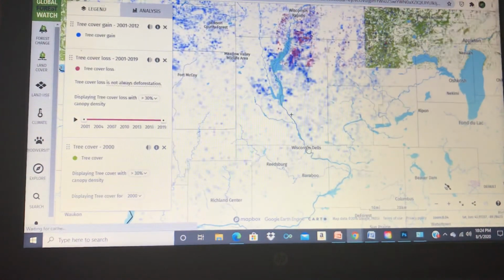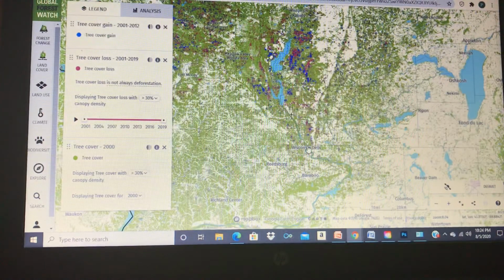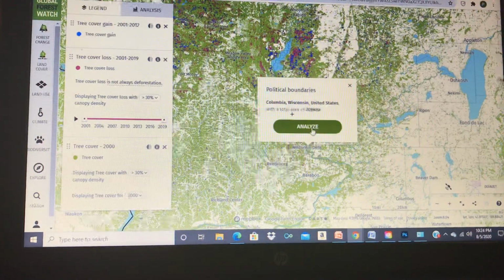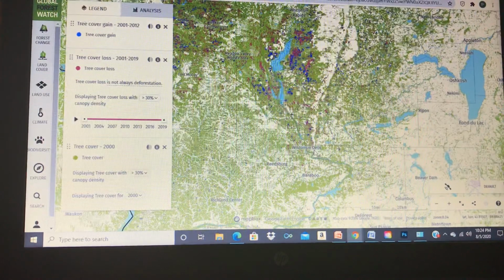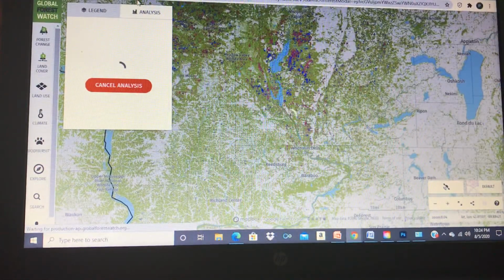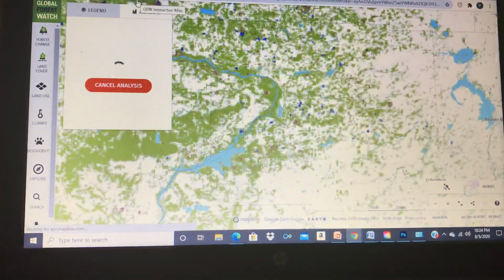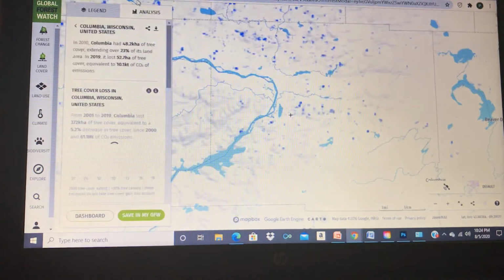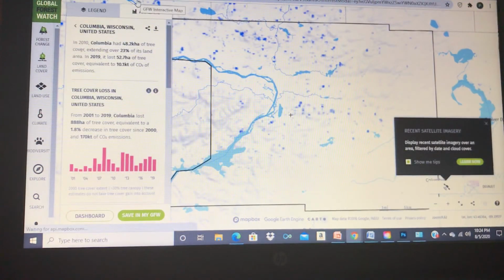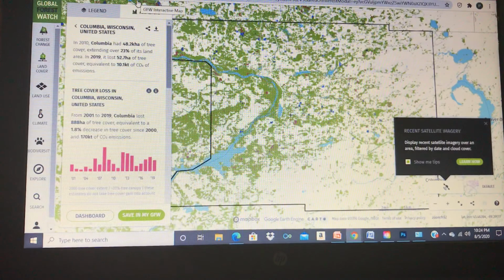Wisconsin. Let's try Wisconsin Dells. Okay, so we're going to go ahead and we're going to analyze Wisconsin Dells, and then I just want you to tell me here. Let's wait for the analysis to pop up. Okay, so I want you to tell me the tree cover loss in that town. So actually it clicked on Columbia, Wisconsin. So you can say that there was an equivalent of 1.8% decrease in tree cover loss.